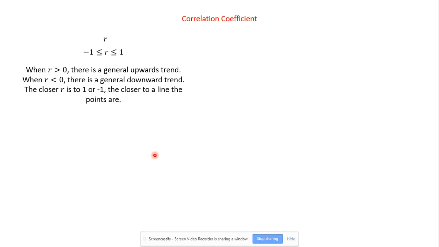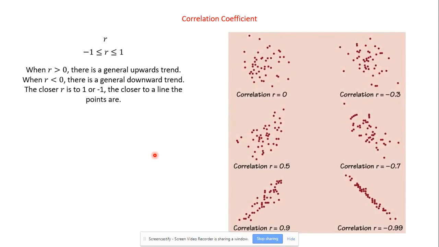And then the closer to 1 or -1 it is, the closer to a line the points are. When it's closer to 0, that's where there's no correlation. Although it could be a perfectly straight line that's just horizontal, because that's not going up or down. So, some examples of some correlations.